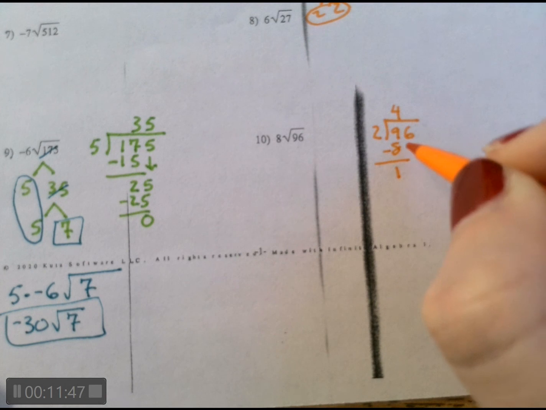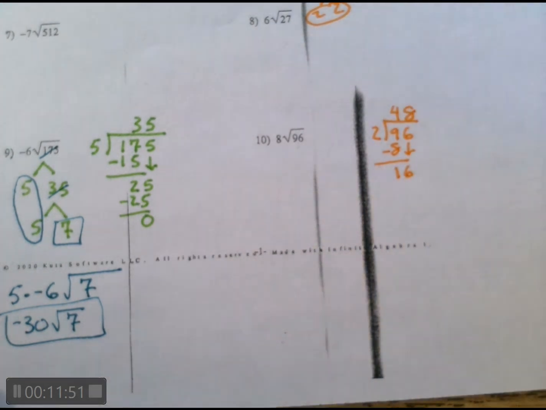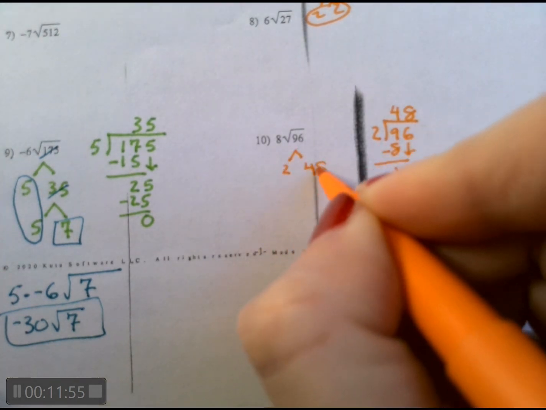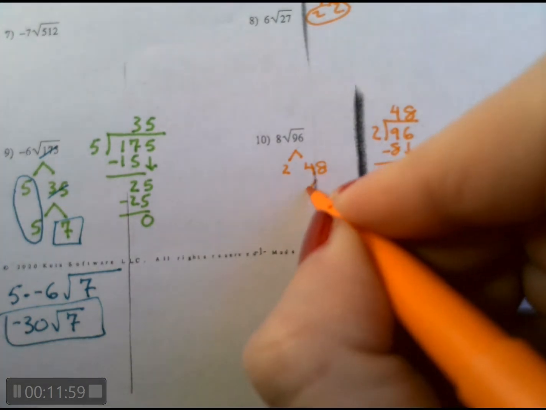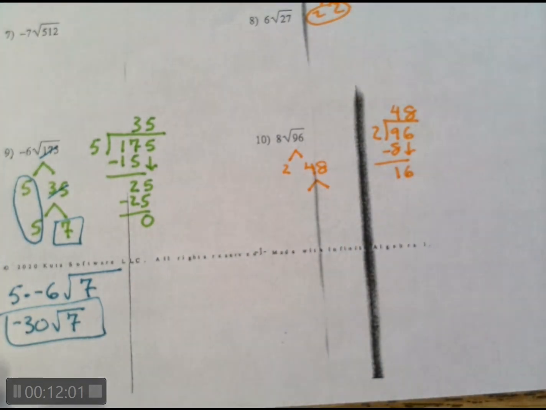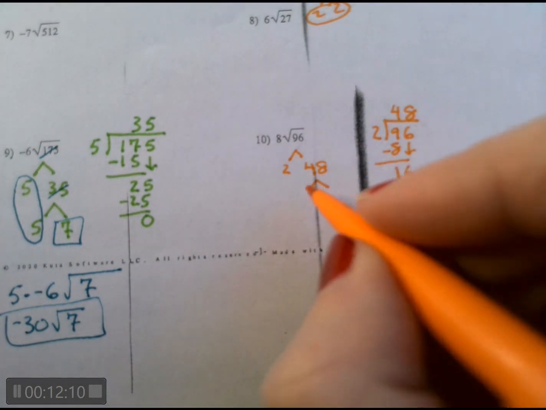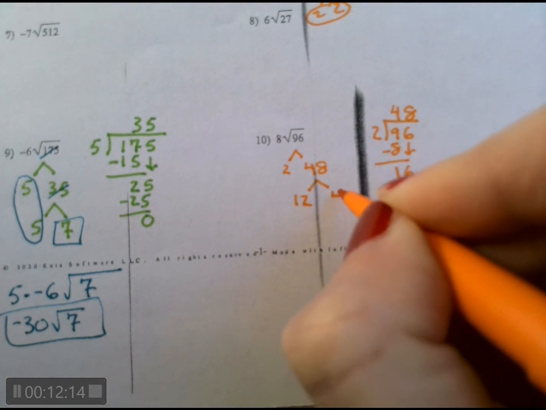Alright, 96. 2 goes into 9 4 times. That'll leave me with 1. Bring down the 6. 2 goes into 16 8 times. So then we have 2 and 48. Factors of 2, not overly helpful. Factors of 48, if you're not sure, you can divide by 2, but I do know these factors, and you should too because it's in your normal 1 through 12 range. So let's use 12 and 4.